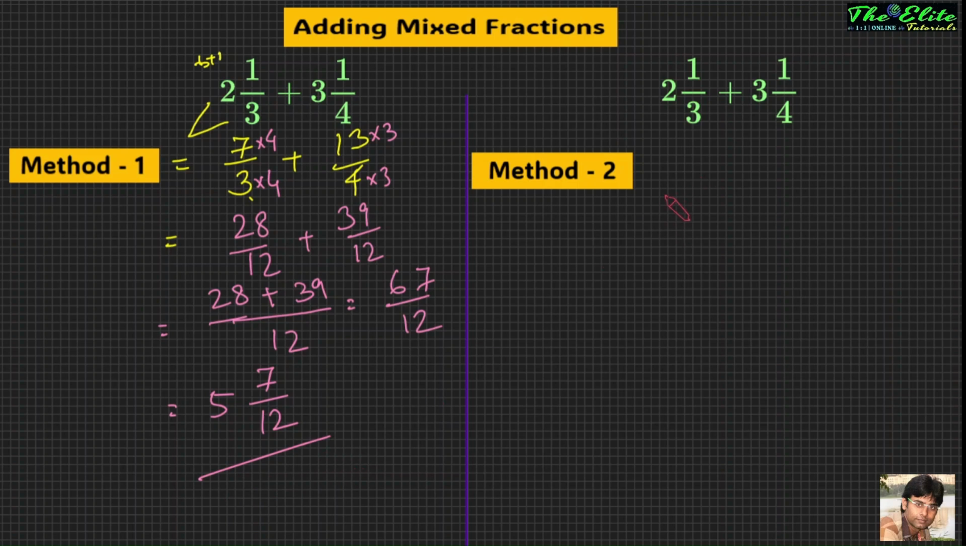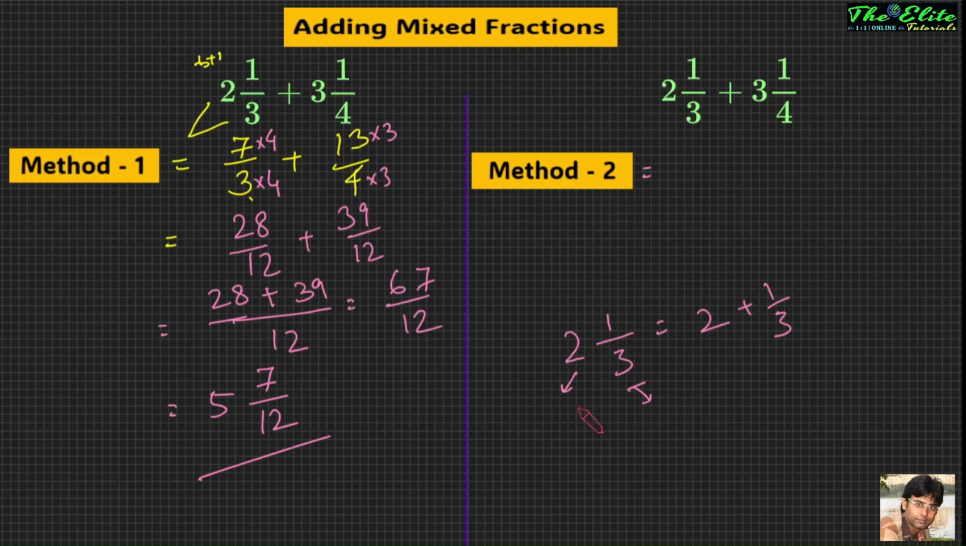Now in method 2, okay, it is very interesting. What we can do is, see, before starting this solution, I'd like you to understand how these mixed fractions play a game with us. 2 whole 1 by 3 can be written as 2 plus 1 by 3. I hope everybody knows this, isn't it? Because this is your whole part and this is your fraction part.